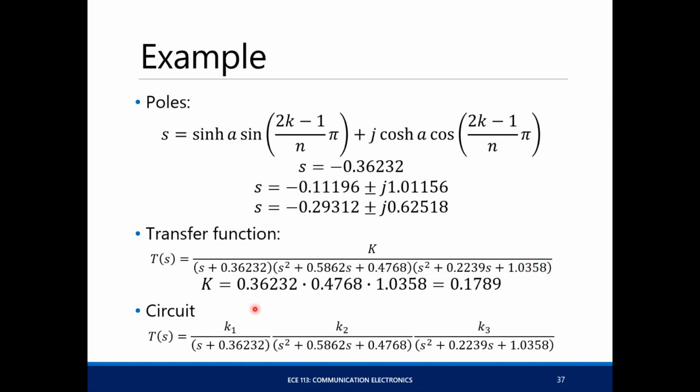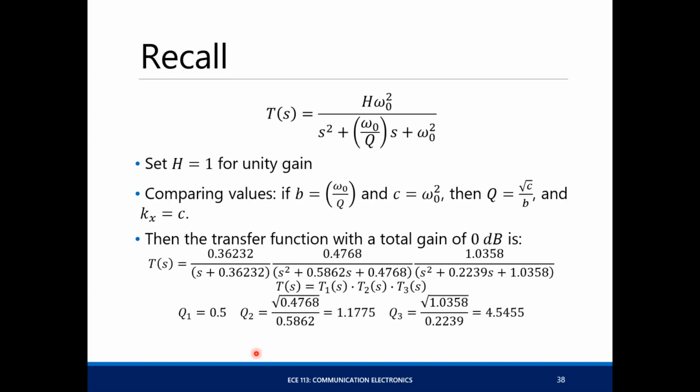We can split that into 3. This k right here is equal to this value, and we can split that into 3, as you can see here. Recall our active biquad filter. You have this value. Set h equal to 1 for unity gain. If we compare the values, if b is equal to this and c is equal to this, then Q is equal to the square root of this divided by this, and your k is equal to c.